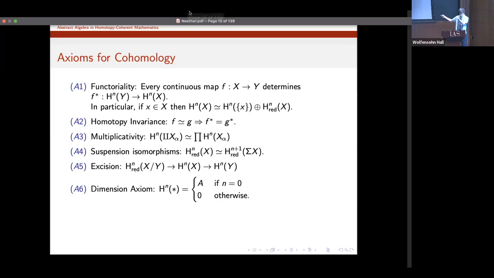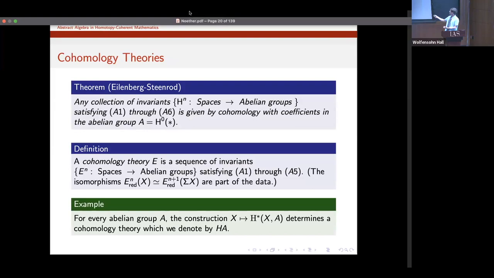Okay, so a system of invariants satisfying these axioms we'll call a cohomology theory or a generalized cohomology theory. An example, of course, is the one we've already been talking about. Every abelian group A determines a cohomology theory that I'm going to denote by HA.